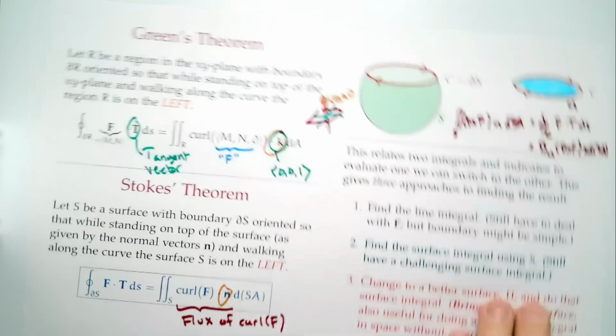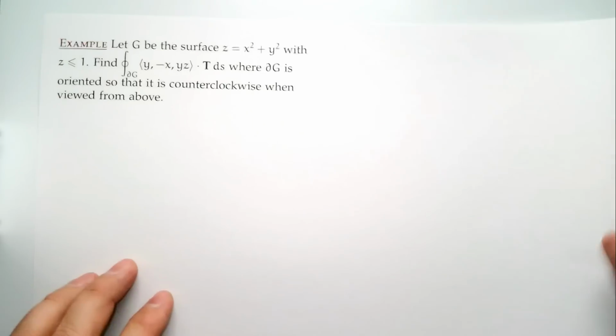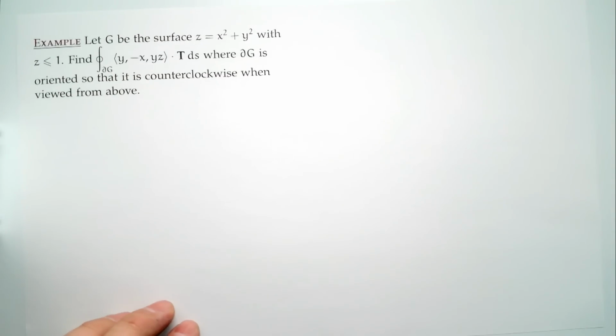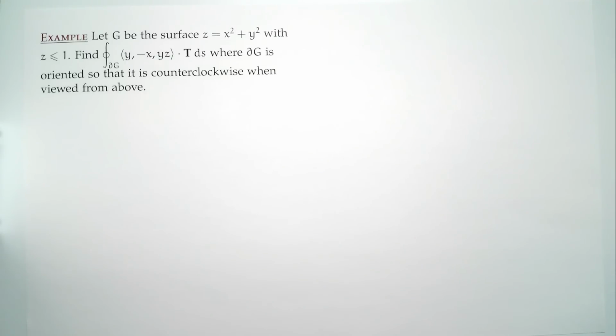Okay. Well, time for some examples. So, let G be the surface z equals x squared plus y squared, where z is less than or equal to 1. And we want to find the integral on the boundary of the surface G of (y, x, yz) dot t ds, where the boundary of G is oriented so that it is counterclockwise when we're looking from above. All right, well, we should probably draw this.